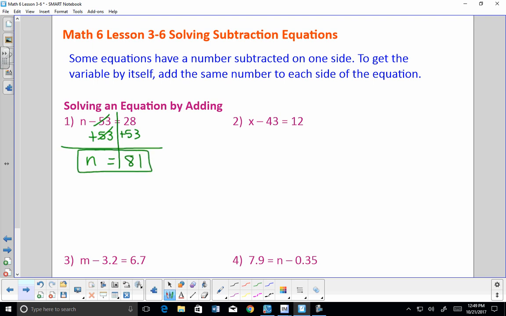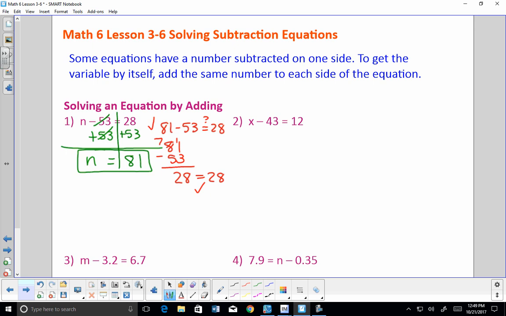Remember, we can check our equations, which I highly suggest you always do. If I check my equation, I check it by saying 81 minus 53, does that equal 28? Well, let's find out. 81 minus 53, let's see here. 11 minus 3 is 8, 7 minus 5 is 2, 28 equals 28. This equation definitely checks out. I highly suggest you always check your equations.